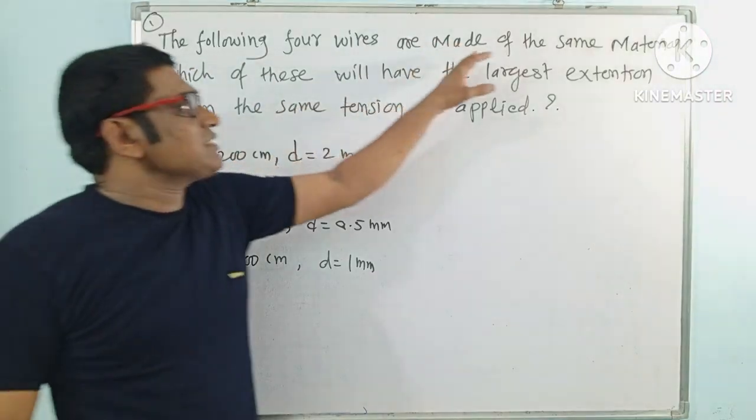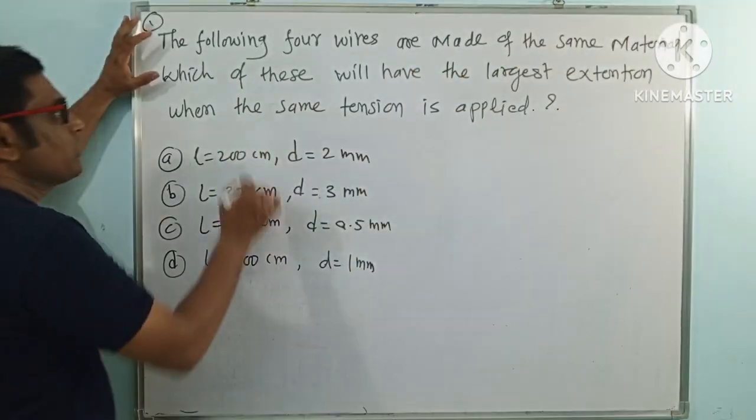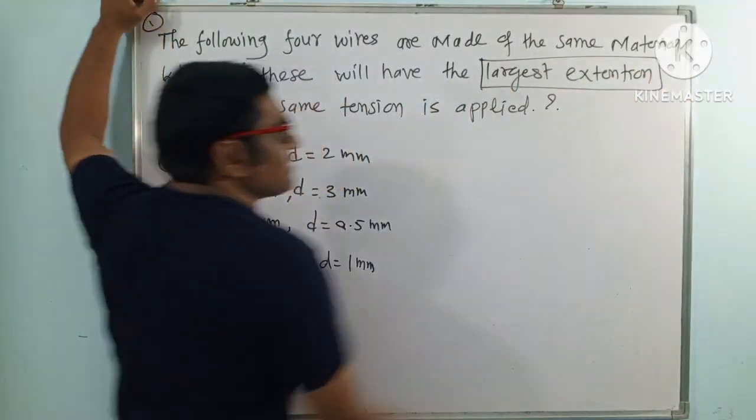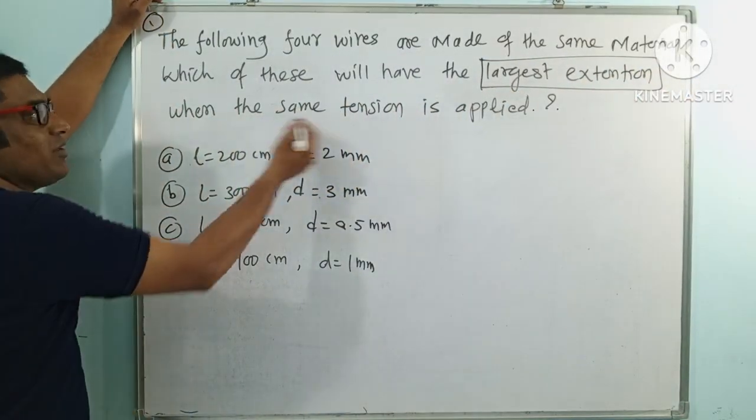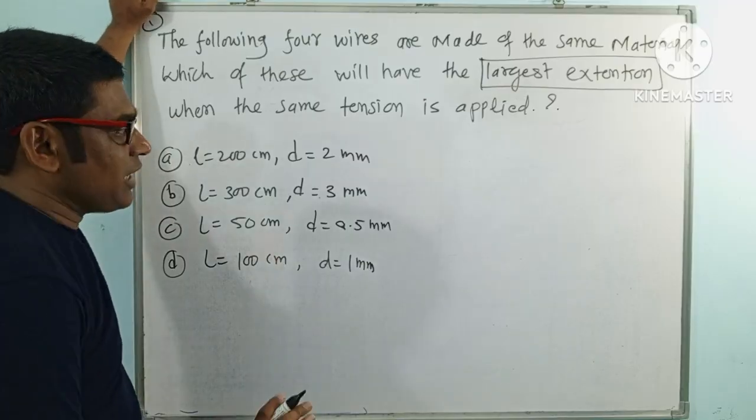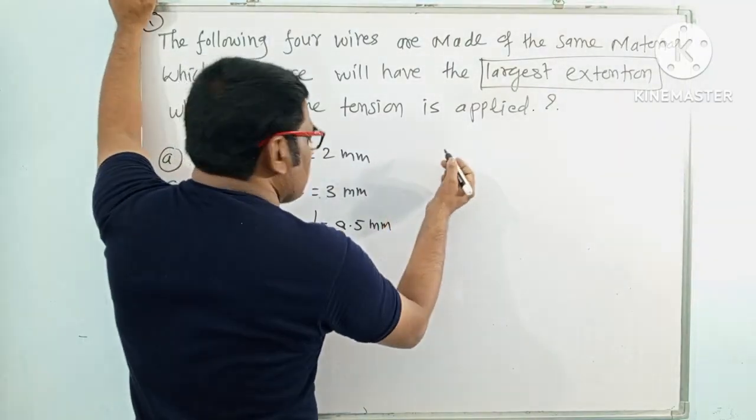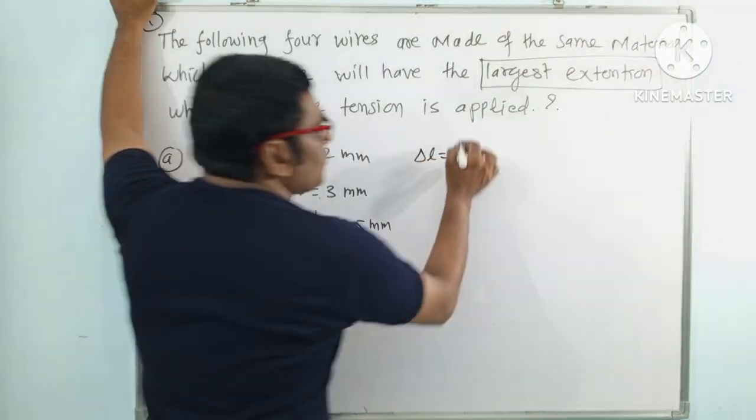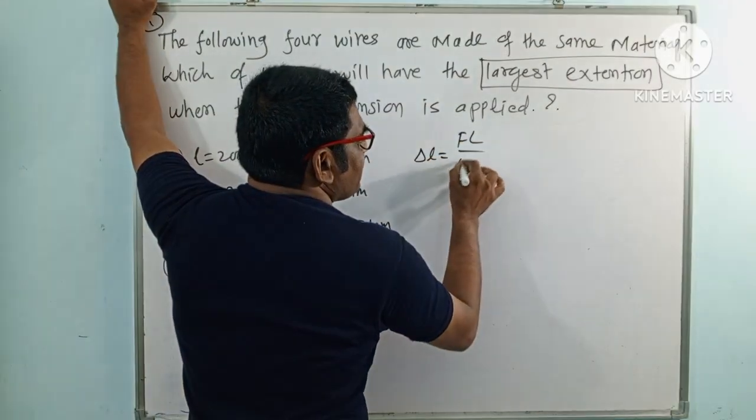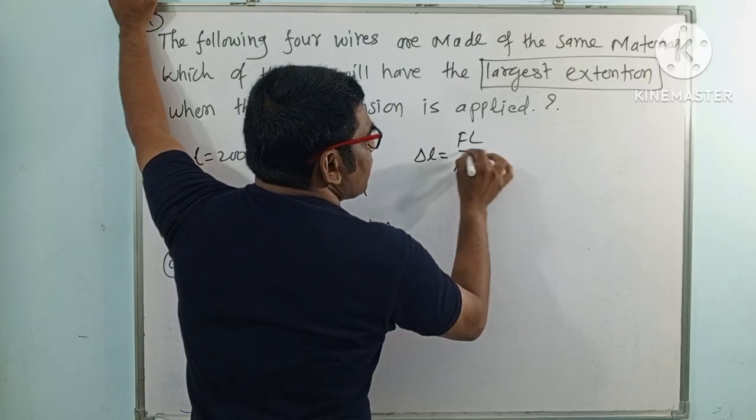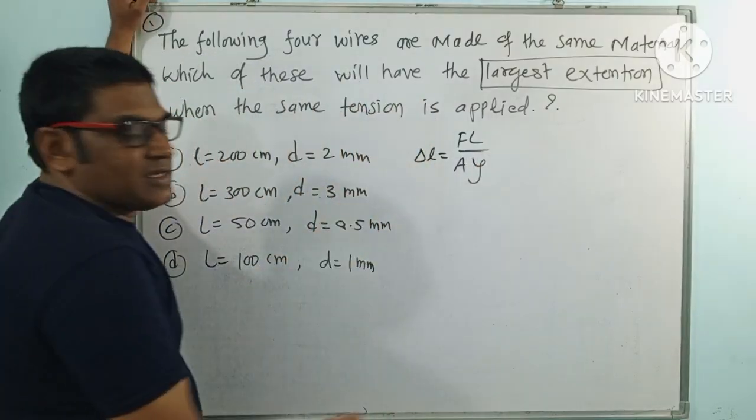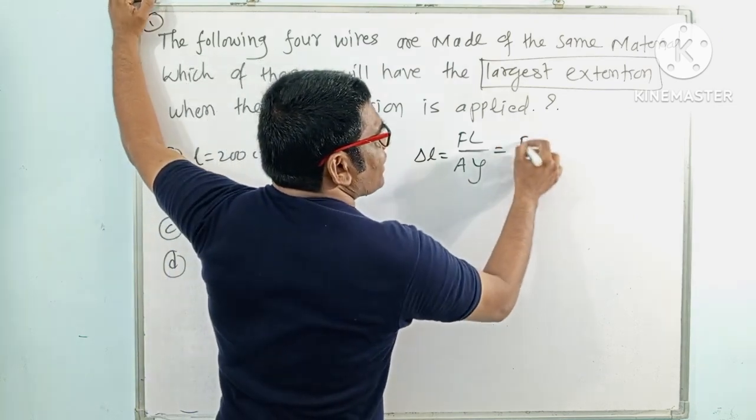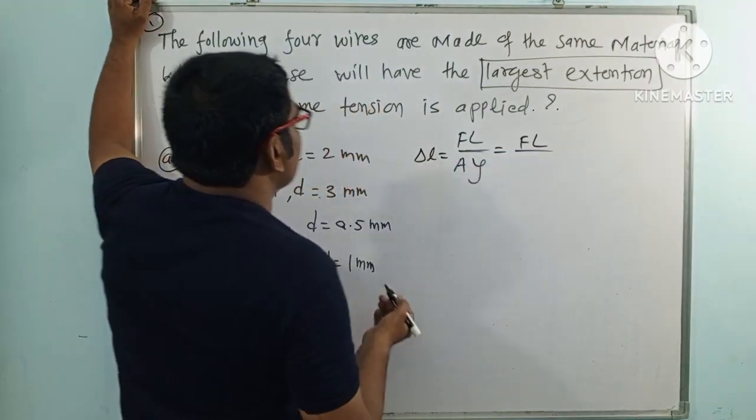The following four wires are made up of the same material. Which of these will have the largest extension when the same tension is applied? What they are asking? Largest extension means delta L they are asking, under application of the same force. So what is the formula? Delta L is equal to FL divided by A into Young's modulus. Same material is there, so Young's modulus will be the same, force is the same.